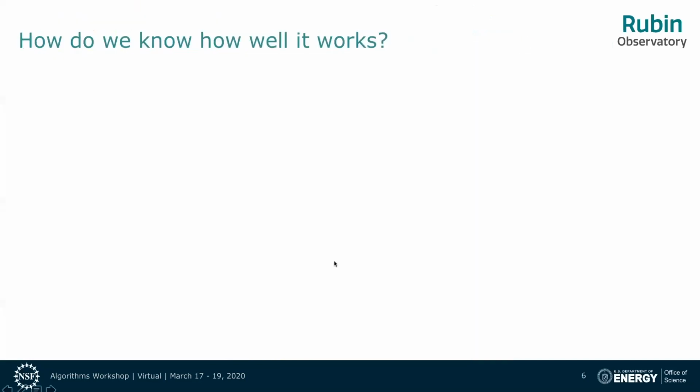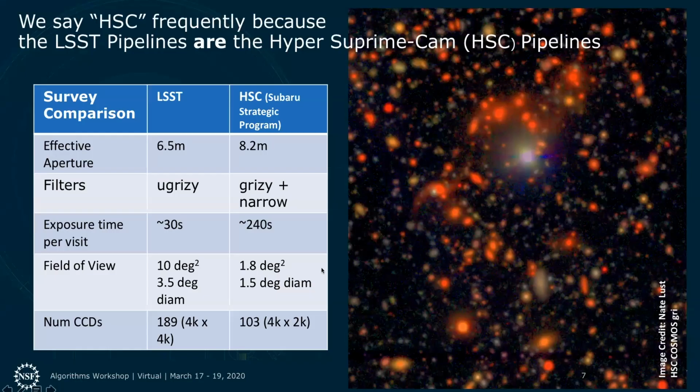Okay, how will we know how well it works? First, you're going to hear me say HSC very frequently, and this is because the LSST pipelines are the Hyper Suprime-Cam pipelines. This relationship has been very valuable for both the science community in order to get a preview on what LSST data products are going to look like, and also has been very valuable for us to get a preview of what the sky looks like at 10-year depth.